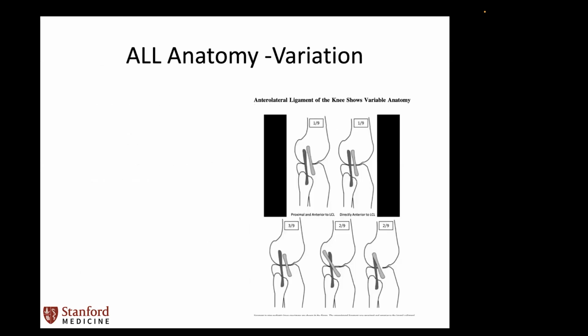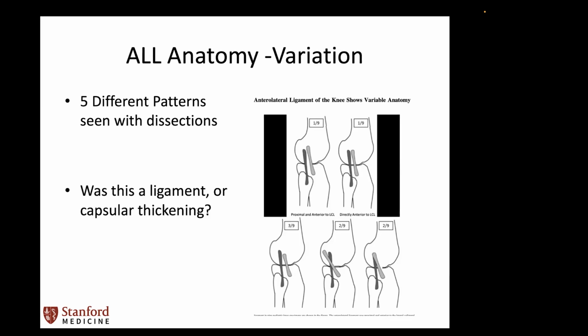We did find, though, that in pediatric patients, there's a lot of variation. The adult studies suggest it's almost always posterior and slightly inferior to the LCL origin, but we found there were at least 5 different patterns in dissecting knees in pediatric patients. So that was one important thing we found.